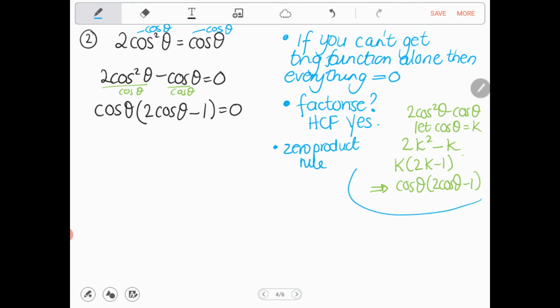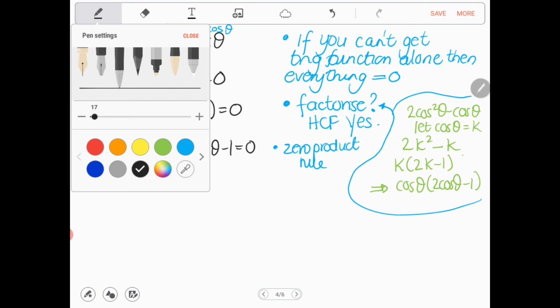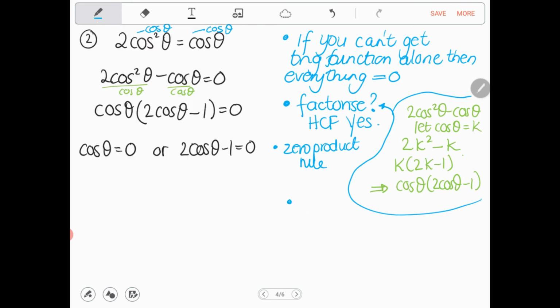This is just another way of factorizing. All right, so zero product rule: cos theta equals 0, or 2 cos theta minus 1 is equal to 0. There's my zero product rule. Now we're going to solve each part separately.